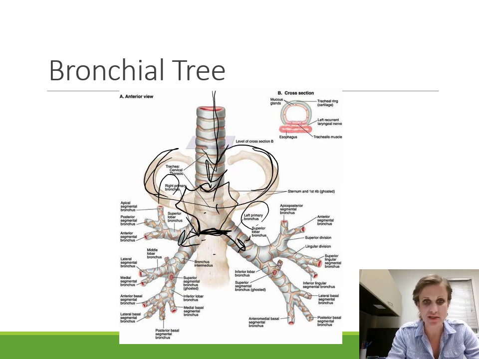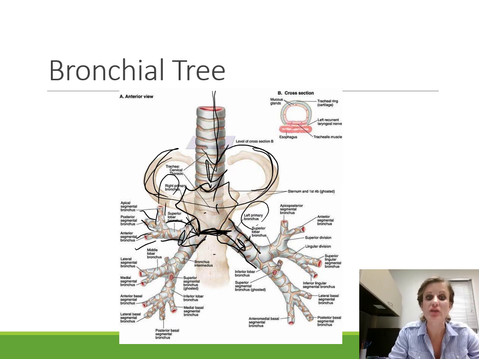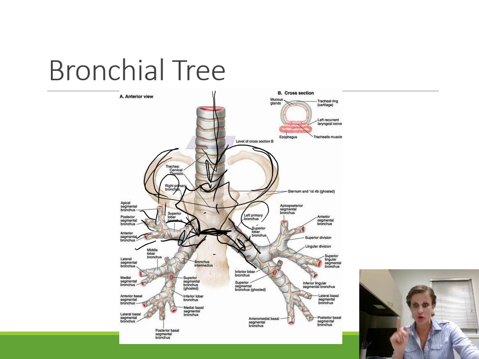Also, we said that this right bronchus is shorter and wider, whereas the left bronchus is longer and thinner. It's got longer to go to get over to the left lung. After the main bronchi, we said that we split into the lobar bronchi. And then after the lobar bronchi, we split into the segmental bronchi. The segmental bronchi are each going to deliver air to one single bronchopulmonary segment. Okay, and I'll show you those on a picture coming up in a second.